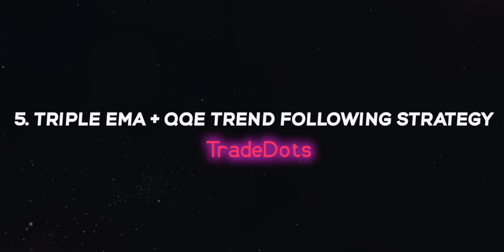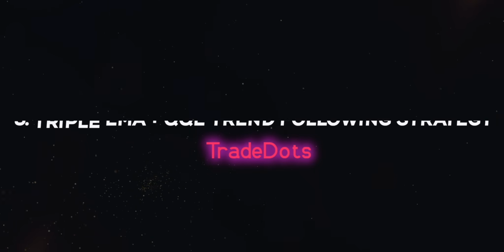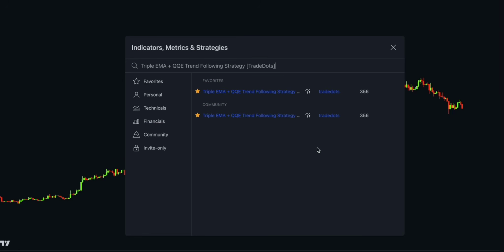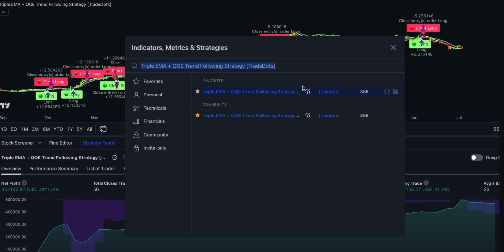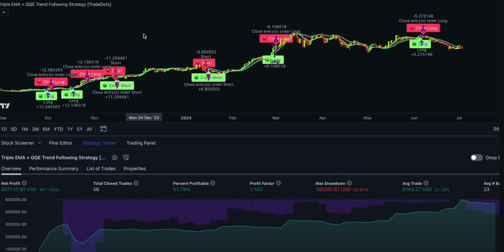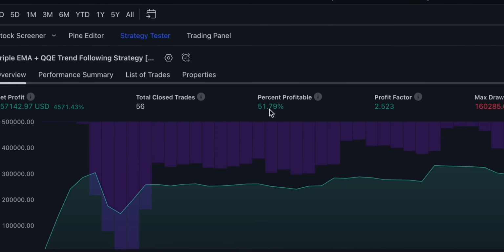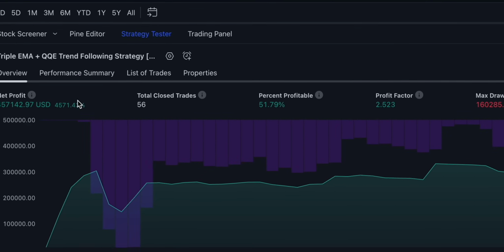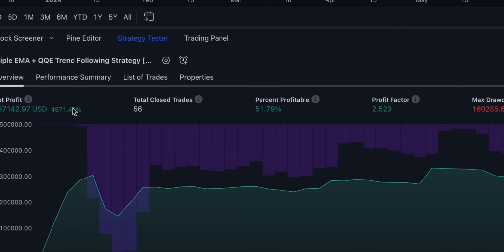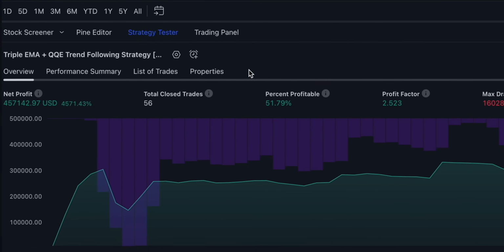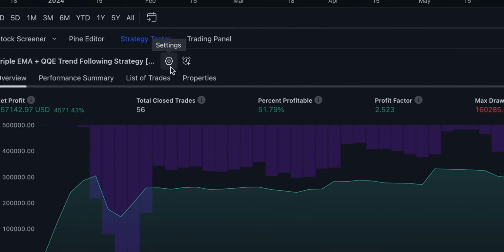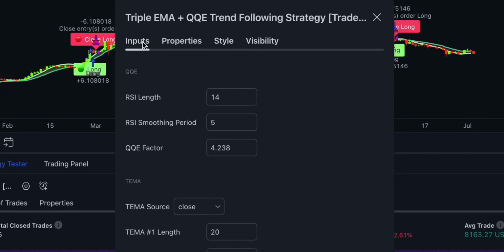The next indicator on our list is called Triple EMA plus QQE Trend Following Strategy by TradeDots. This buy and sell strategy works exceptionally well on Bitcoin in the daily time frame. It integrates 2 indicators that produce easy-to-follow long and short signals. On default settings, the strategy has a winning ratio of 51%. The total profit generated is over 4,500%, which is crazy. However, this win rate can be improved as well as the drawdown.